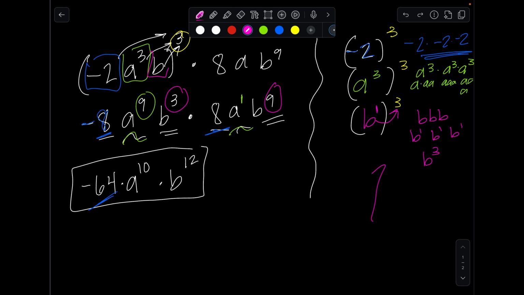But you don't have to do all that. That should be done in your head, or on the side somewhere. You could show this work, but you shouldn't have to be doing that, right? Or just jump to it like this. You should know to take this to the third power, which is negative 8. You're taking this 3 times 3, which is 9, and then b to the third power. So that's kind of how you do that. Now your turn, okay?